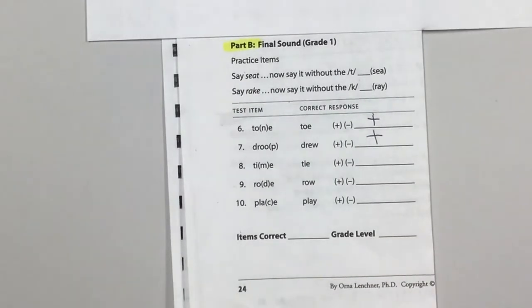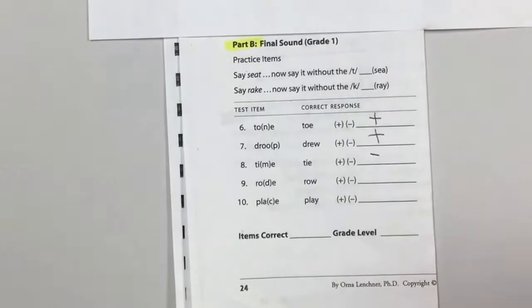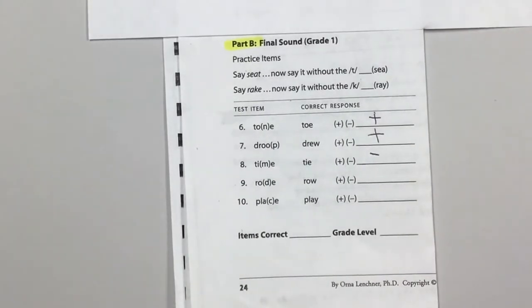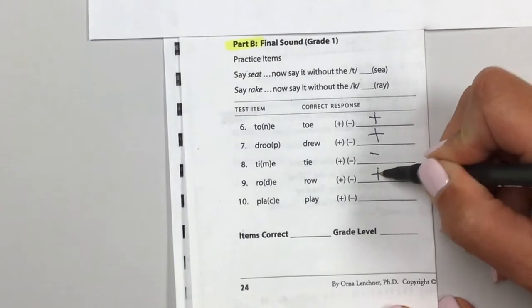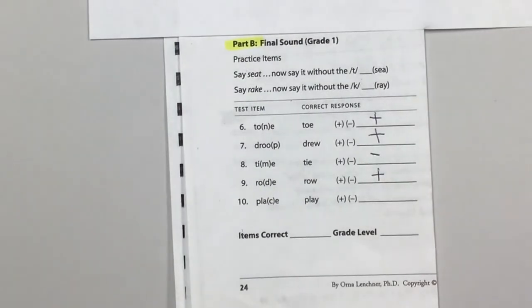The next word is time. Time. Now say it without the m. Time. The next word is road. You say it. Road. Now say it without the d. Row. And the last word is place. You say it. Place. Now say it without the s. Play.